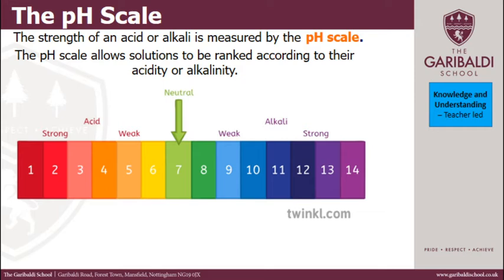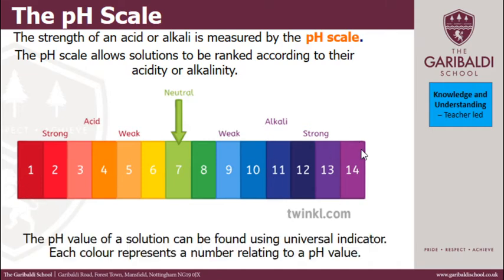It also allows solutions to be ranked according to their acidity, over here, all the way to their alkalinity. And the pH value, which you can see is 1, 2, 3, 4, can be found using something called a universal indicator. We will talk about this next lesson. Each color represents a number relating to the pH value.